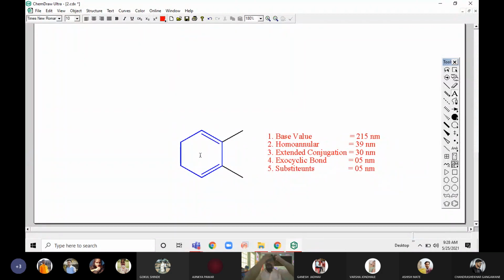Similar type of example, only the difference is that here we have two more substituents. See, base value 215, then homoannular is 39. There is no extended conjugation, so we will add 0 nanometer for that. Exocyclic, again there is no double bond present outside, so we add 0 nanometer. But now see the substituent. This carbon is having one substituent. When you go here, this is CH3, right? Methyl group. So this is a substituent. This is not a hydrogen. That's why this is a substituent.